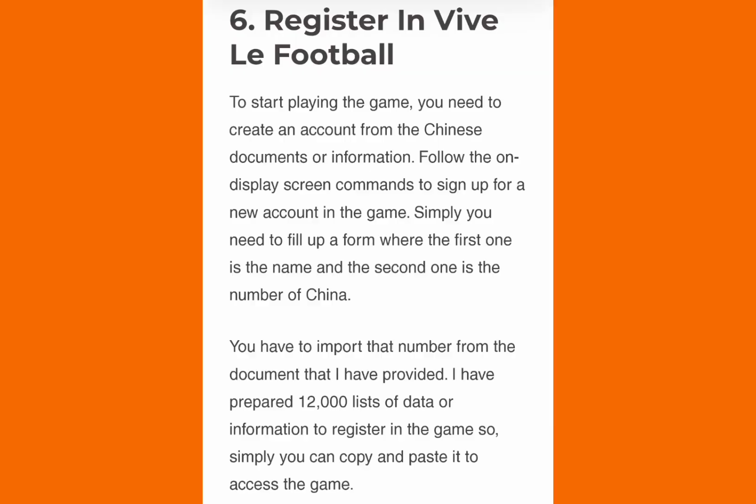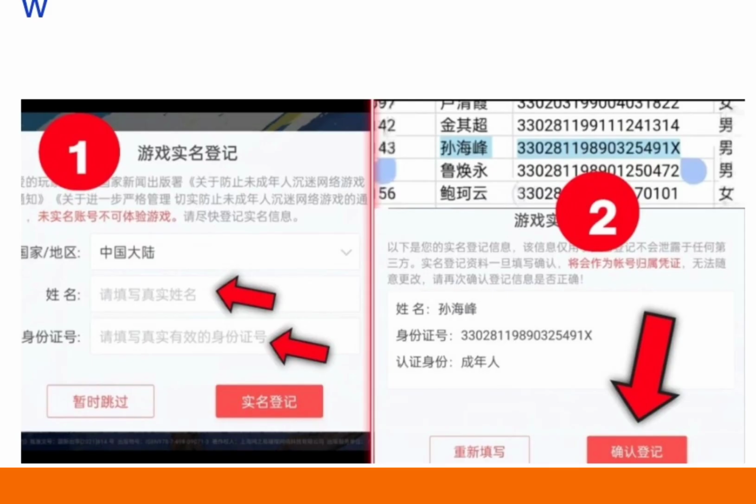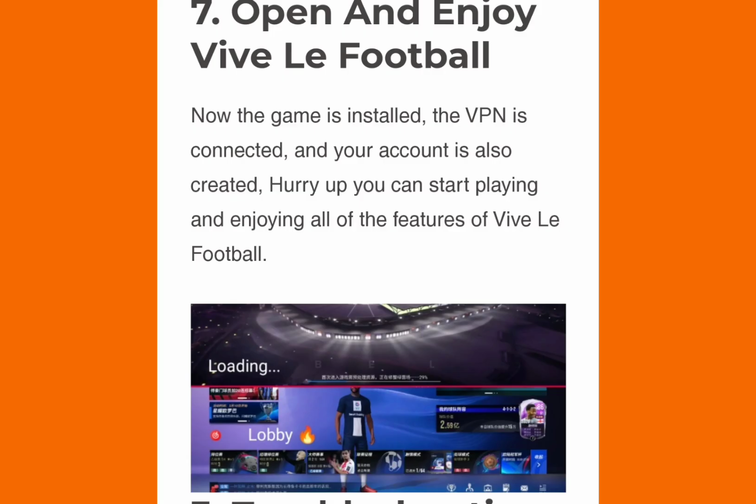Okay, now the next thing that you can do is to register in Vive Football. To start playing the game, you need to create an account from the Chinese documents or information. So you just have to go to this website, okay? Just type out this link, and then you will just have to copy your user ID and then paste it here and then click on the red one.